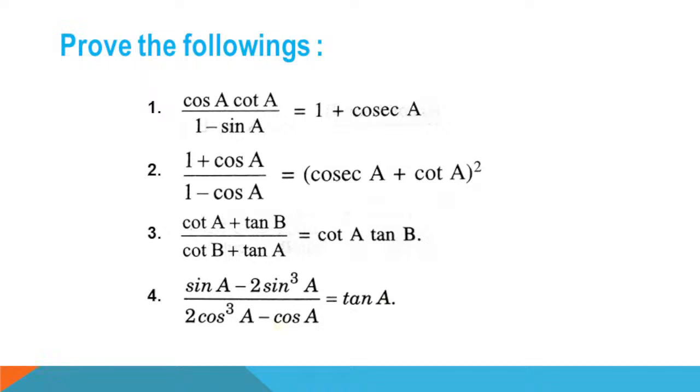First one, cos a into cot a divided by 1 minus sin a. We have to prove this equal to 1 plus cosec a. Cos a into cot a divided by 1 minus sin a. We have to prove 1 plus cosec a. Okay.